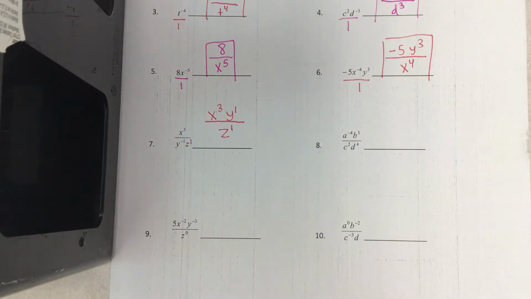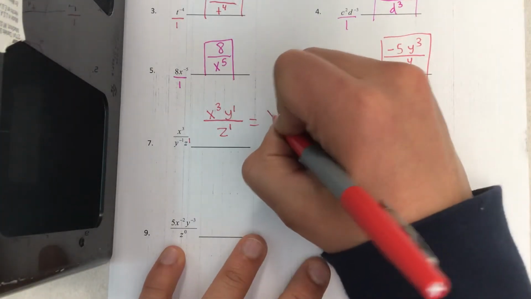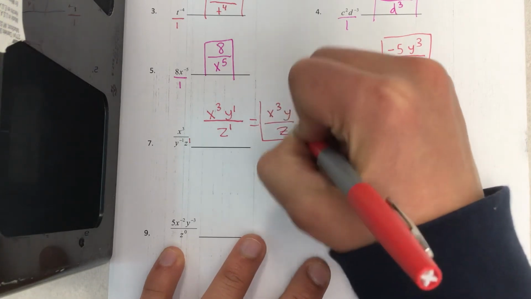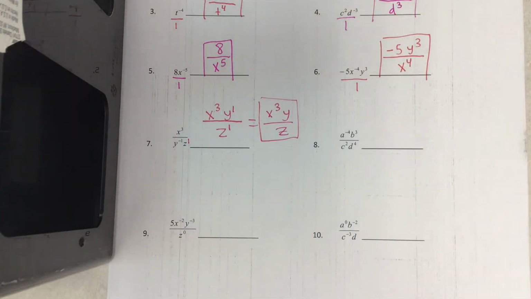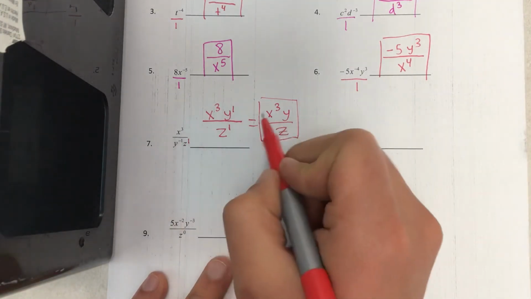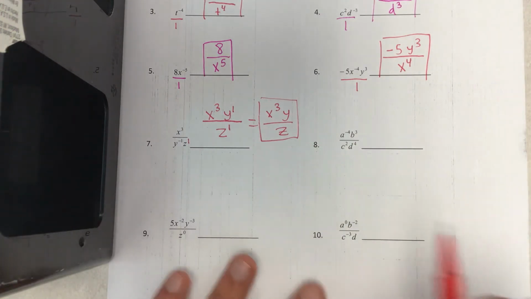So now everything's positive. But that's not really proper. We don't really want to put those 1s, so we would want x to the third y over z, right? That's what we want. That's kind of the proper answer, okay? But again, the only thing we moved was this negative exponent. Everything else, the x to the third and the z, stayed the same, okay?